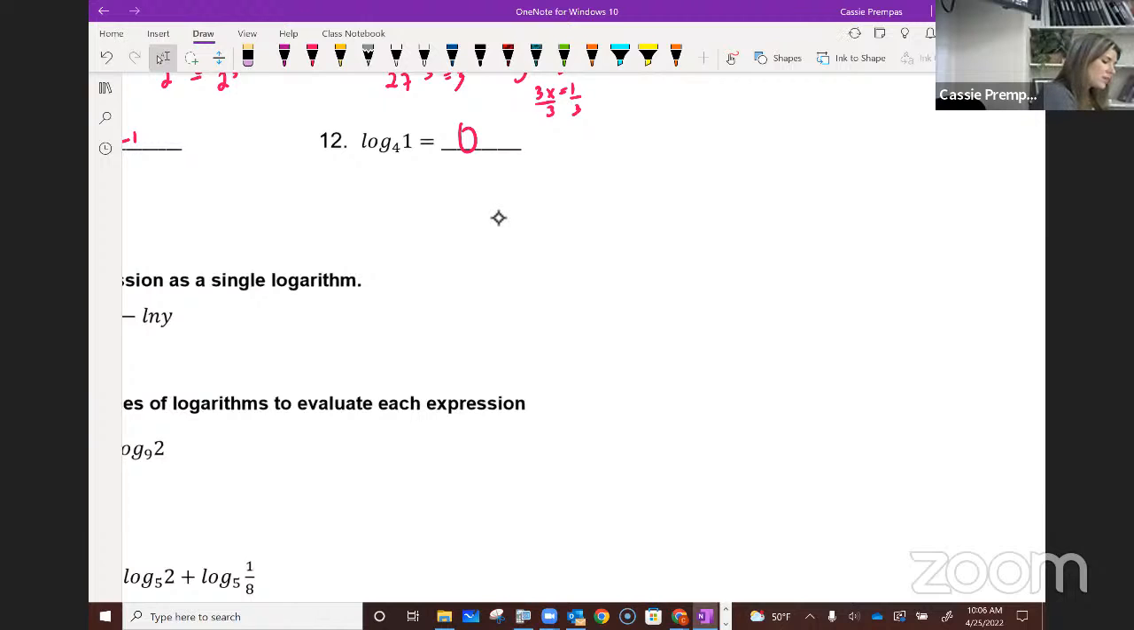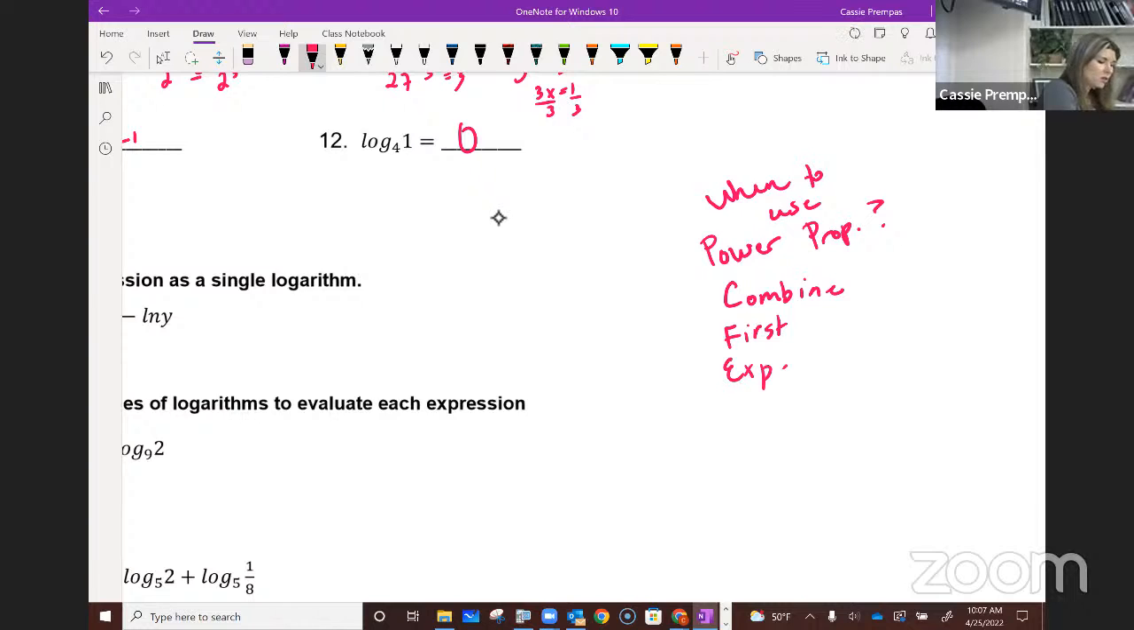If you want to write down a little memory cue for when to use the power property, because that one actually has a particular order: when combining, you use it first. When expanding, you use it last.